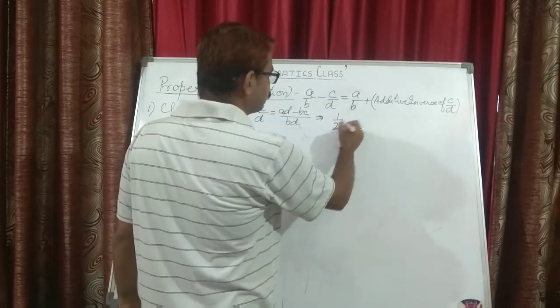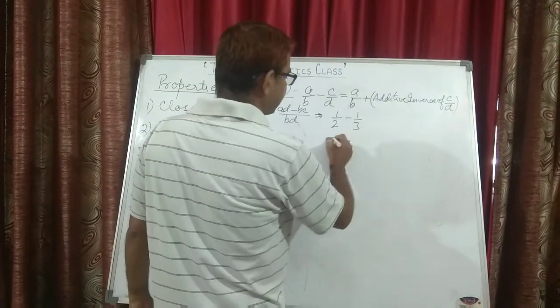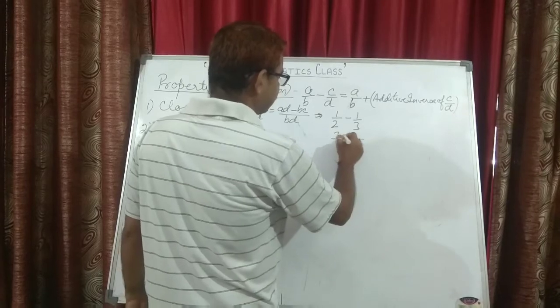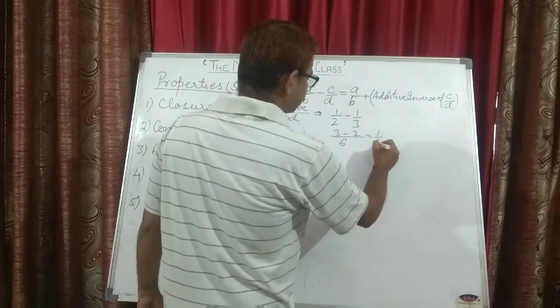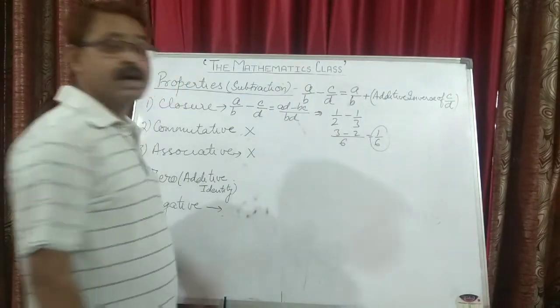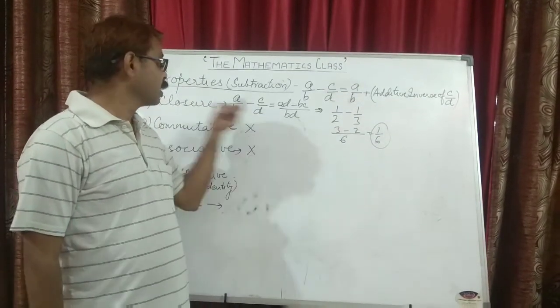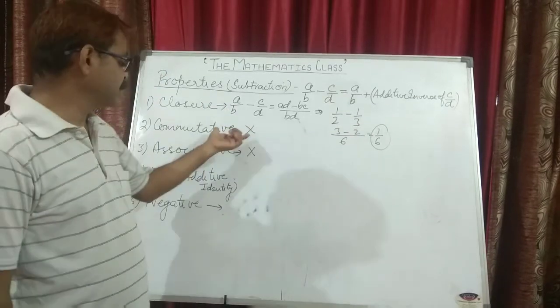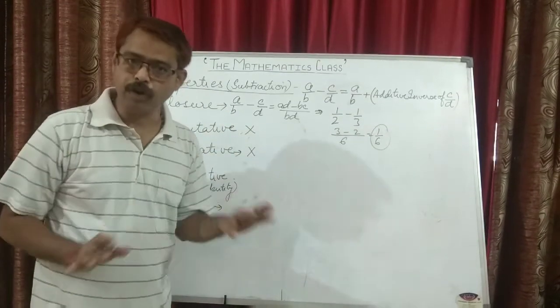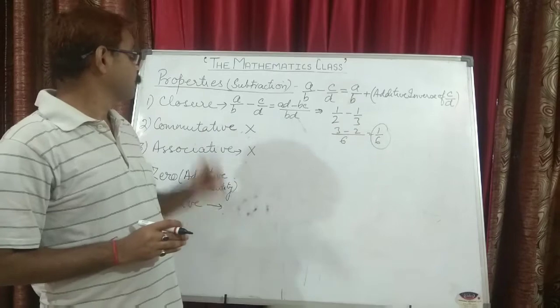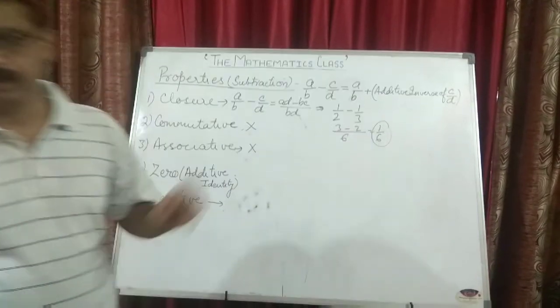1 upon 2 minus 1 upon 3, the LCM will be 6. 3 minus 2, that is 1 upon 6. So the 1 upon 6 that you are getting is again a rational number. Therefore, it follows the closure property, but commutative and associative it does not follow. Now we'll move on to the properties for multiplication.